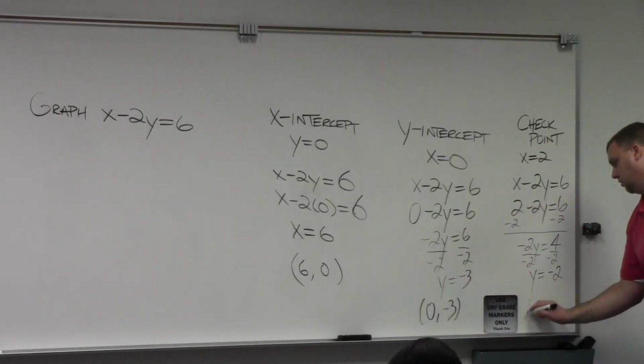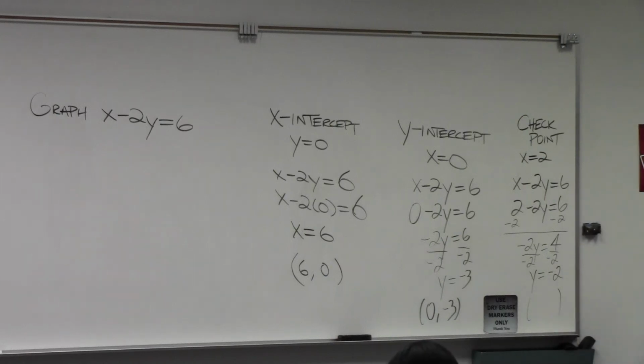So what is this point? 2 and negative 2. Right. We plugged in 2 for x, and we got negative 2 for y. Okay. We have 3 points, so let's move over to the graph. Remembering to bring the eraser.